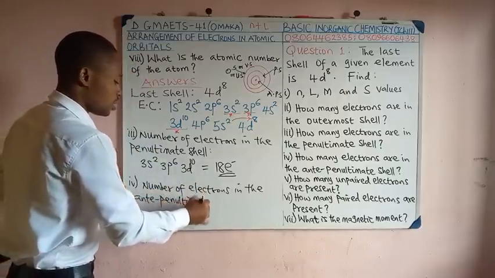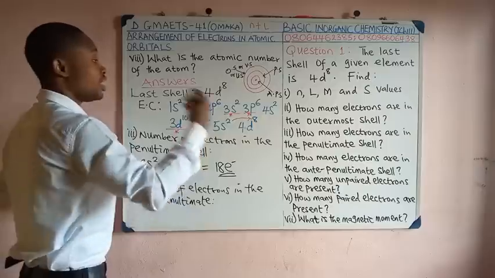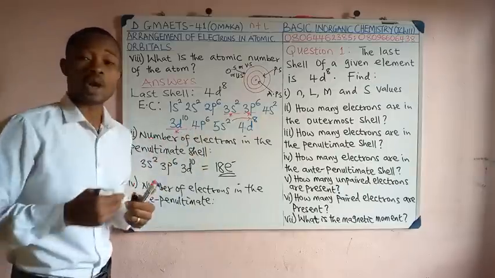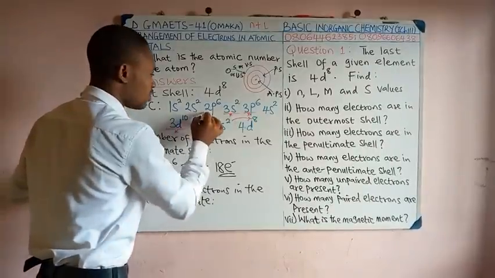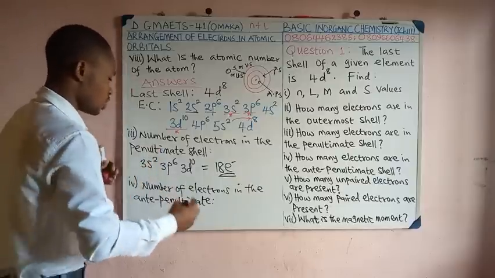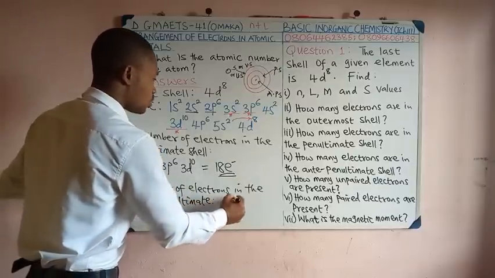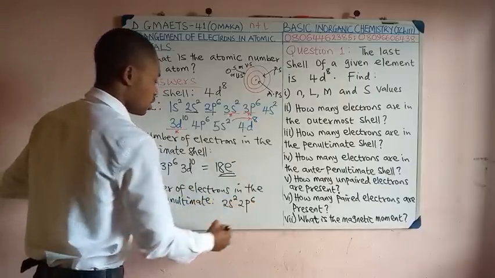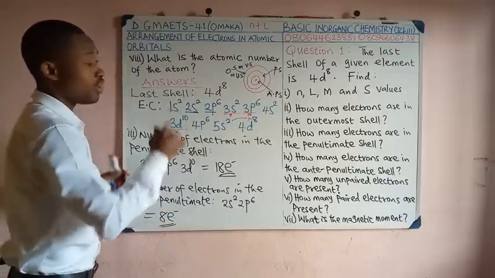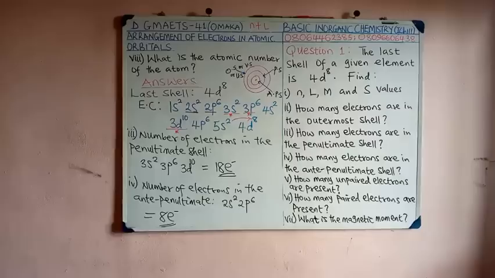Once again, this would be the shell that is inner to the penultimate, and that's going to be those with principal quantum number 2. That's going to give me this and this. So these are the antepenultimate shells. Here, I'm going to write 2s2 and then 2p6. And you notice that there are 8 electrons in the antepenultimate shell of this palladium.